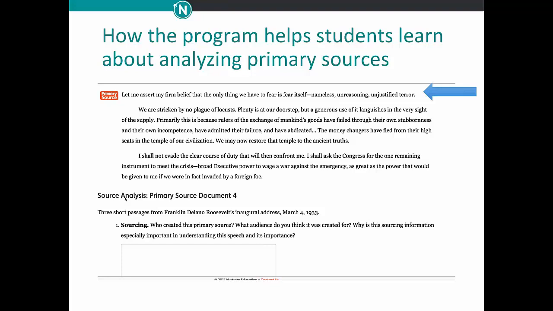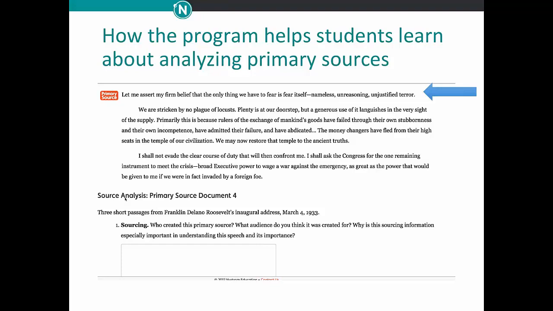Obviously most students are going to say, who created this primary source? Well, it's easy, that's Franklin D. Roosevelt. What audience do you think it was created for? Most students might say it's simply the people of the country that were listening to his speech on the radio. Why is this sourcing information especially important in understanding this speech and its importance? Now the student has to look at that a little bit and say, well, why is this important? What is it about this speech that Roosevelt felt it was important to give it and important to make those specific quotes that he did?